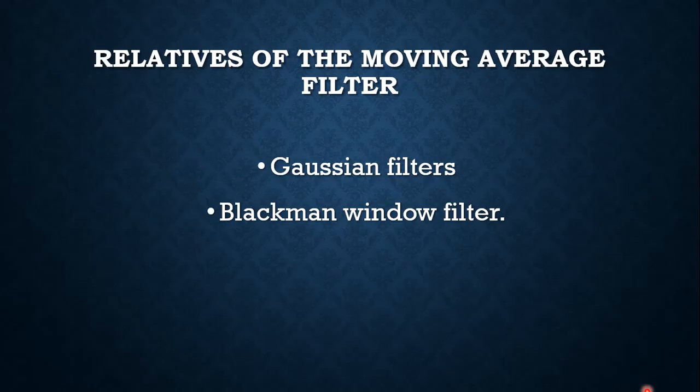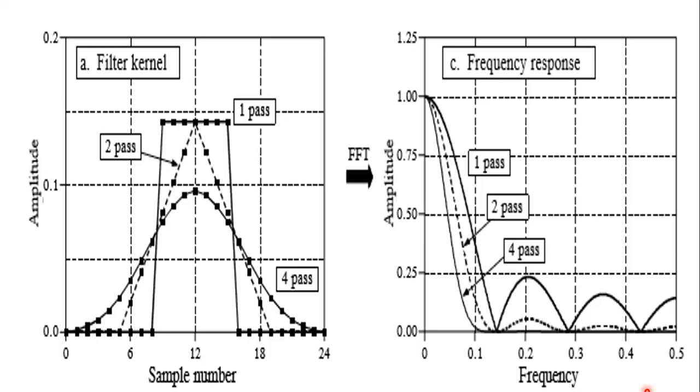Now we will discuss the relatives of moving average filters. There are two main things involved in it. First is Gaussian filters, and second is Blackman window filter. When an input signal is passed two times through a filter, it is considered as a filter kernel. But when the passes increase from 2 to more times, then it is categorized as Gaussian filter.